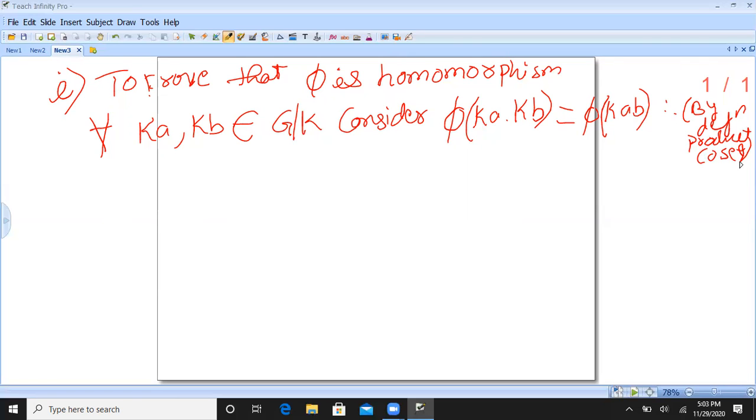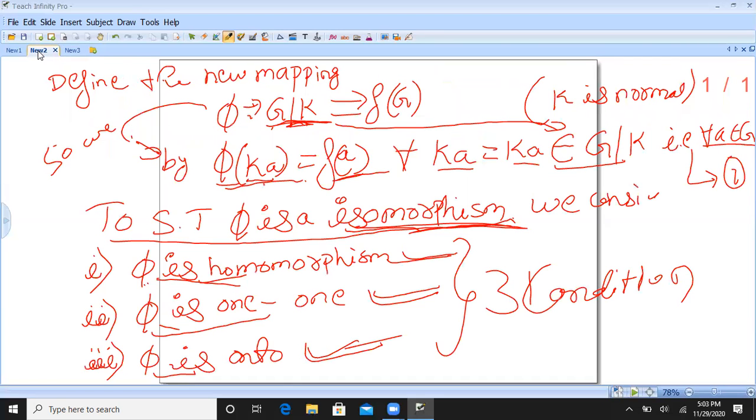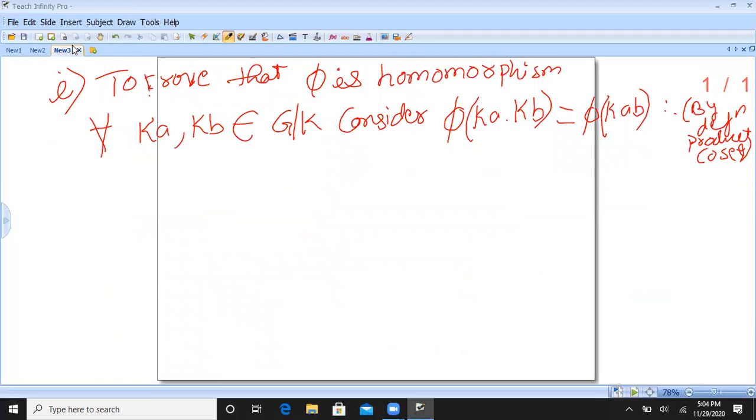In the previous question, ka belongs to G by K for all a belongs to G. As usual, next we take a, b, so kab belongs to G by K. Now we apply the product: phi of ka into kb, by the product, we can write this as phi of kab, which is f of ab by the definition of phi.